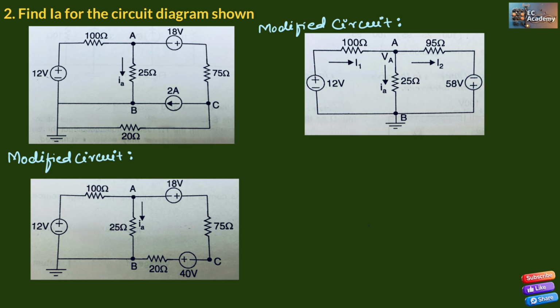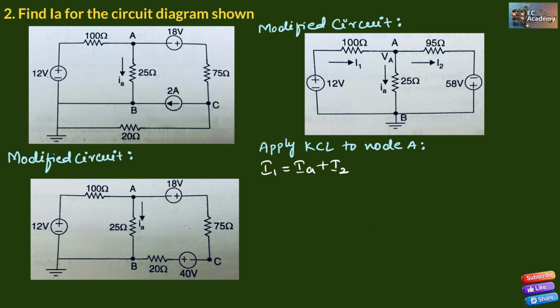Now, let VA be the voltage of node A with respect to node B, which is connected to ground. Let I1, I2 and IA be the branch currents. Now, if we apply KCL to node A, we can write I1 is equal to IA plus I2.